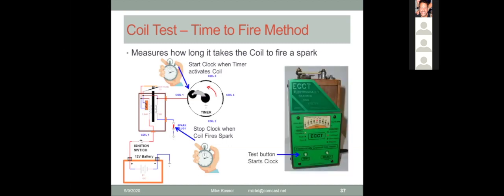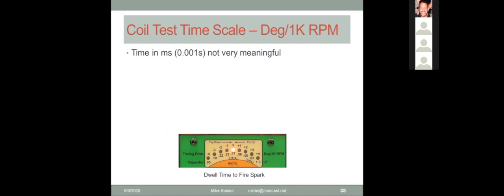That's all done automatically by the ECCT. You press the test button, it starts a clock. When the spark fires, it stops the clock and displays time on the scale. But how does it display time? If it said that it fired in 2 milliseconds, would that be meaningful? So it's not. And so how do we get around to something that's more meaningful?